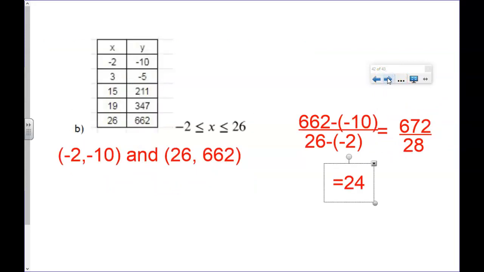For B, I got the average rate of change to be 24 because all we're focusing on is between x values of -2 and 26.